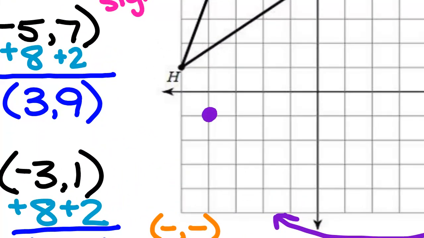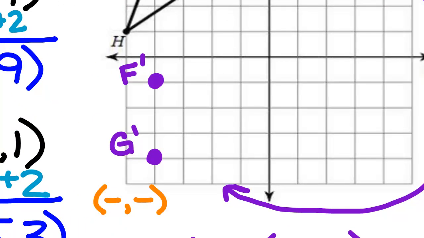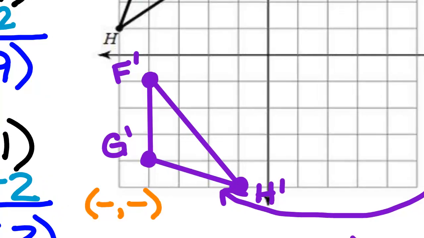-4, -1 would be right here. So there's my F prime. -4, -4 would be right here. So there's my G prime. And -1, -5 would be right down here. That would be my H prime. Use my straight edge to connect those points, making our rotated triangle.